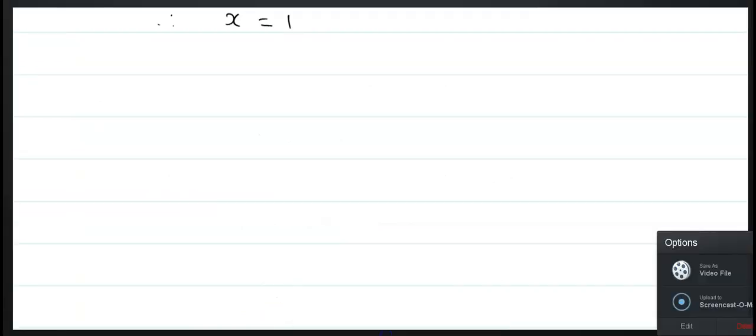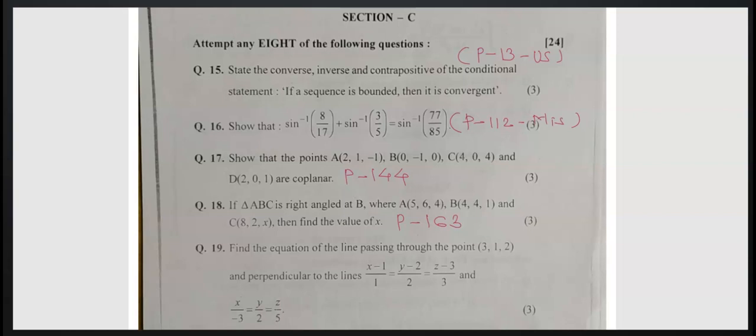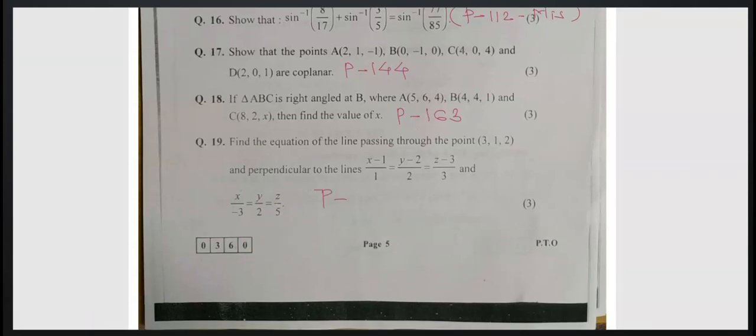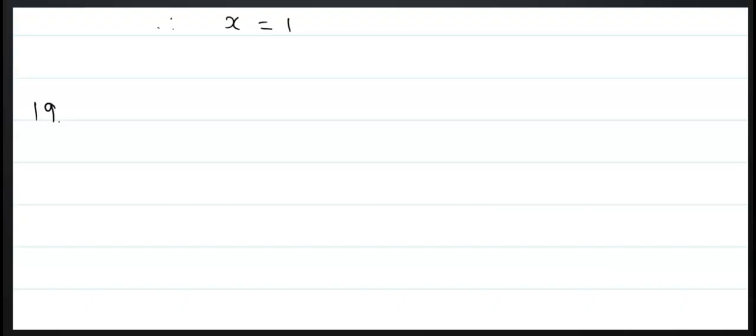Now the next question. Next is question number 19. Find the equation of the line passing through the point (3, 1, 2) and perpendicular to the lines (x minus 1) upon 1, (y minus 2) upon 2, (z minus 3) upon 3 and x upon minus 3, y upon 2, z upon 5. This is on page number 181.